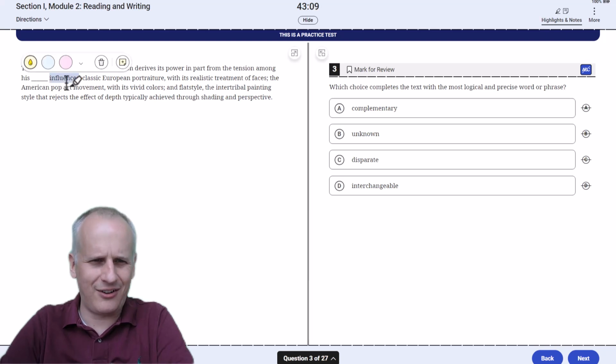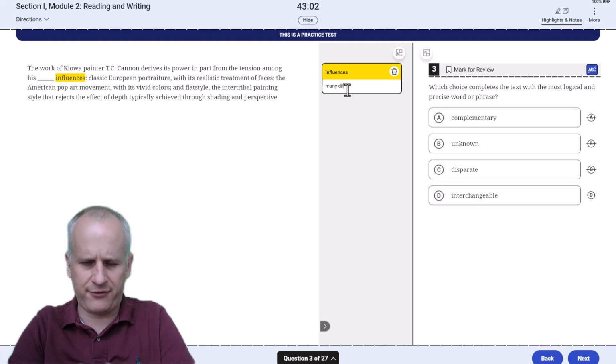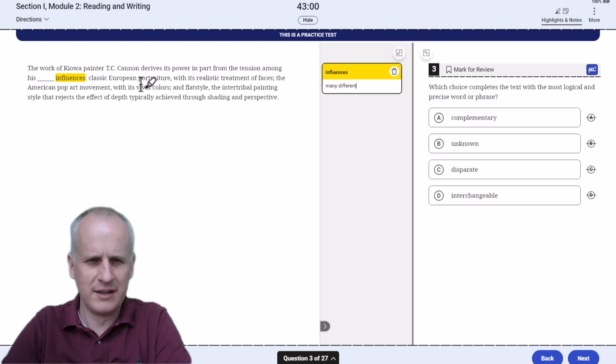So we know this is all about this painter's influences, and we know his many different influences. We've got European portraiture, which we could highlight, the American pop art movement, which we could highlight, and intertribal painting. If you like using the little notes, you can use it. If you feel that the highlights are enough, that's fine too, understanding that this is a timed exam.